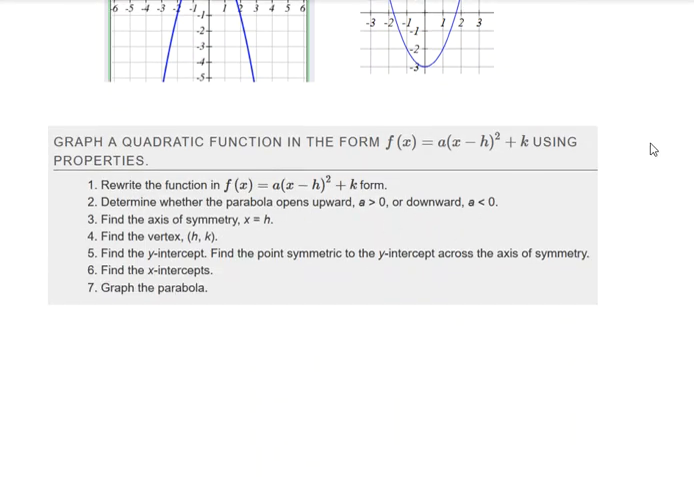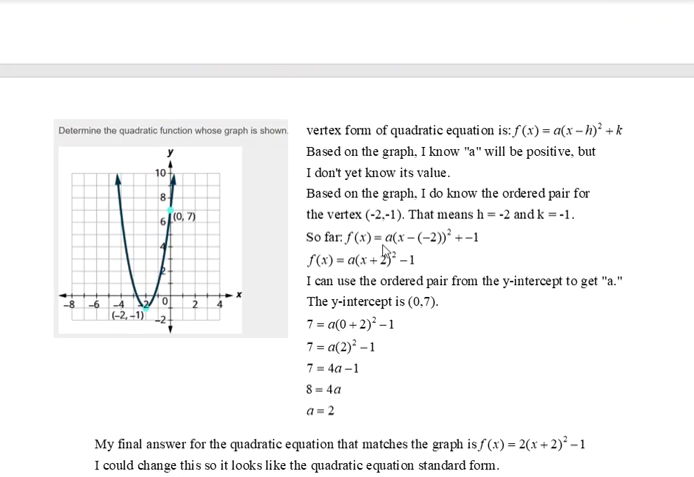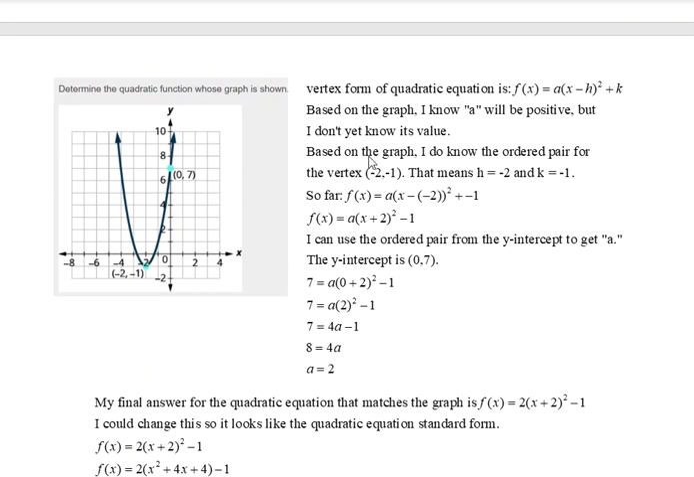This is directly out of the text. This is the format that you're going to use for the quadratic form, and this is vertex form. It's really important that you understand that the h and the k represent the x and y of the ordered pair for the vertex. And there's some really good information right here as well. So let's take a look at this example.